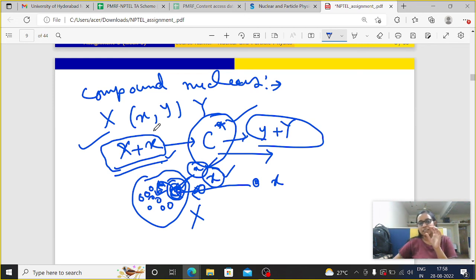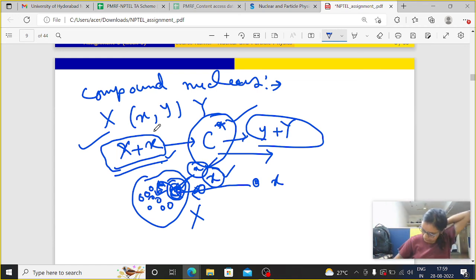That means the compound nucleus reaction is an independent nuclear reaction, where the compound nucleus will not remember how it was formed, and the decay, the values of capital Y and small y, will be totally independent of how it formed. That's why it is known as the independence hypothesis for compound nuclear reaction.